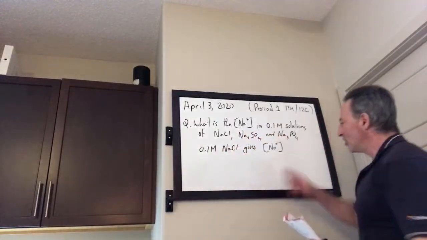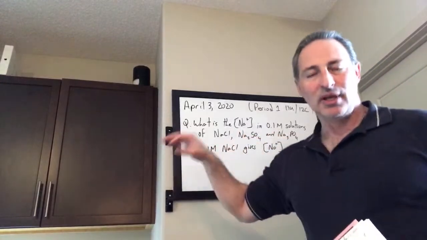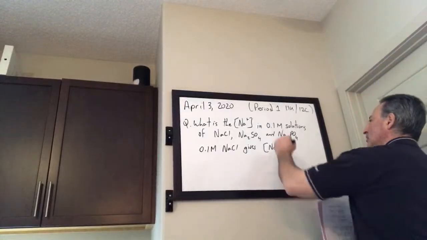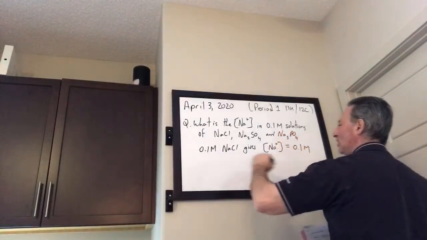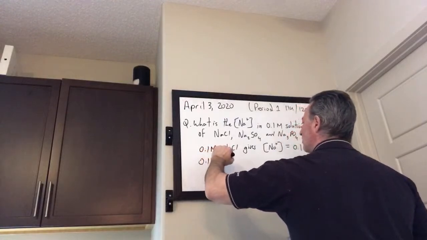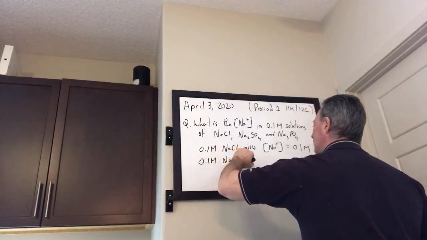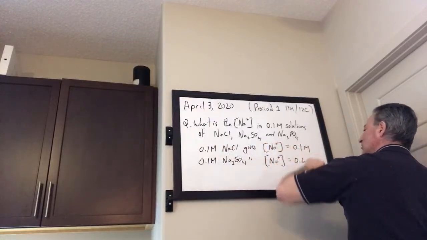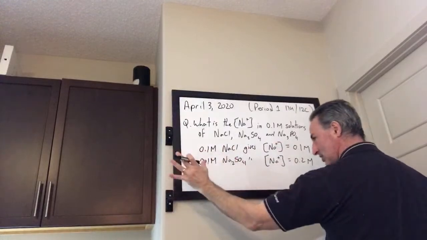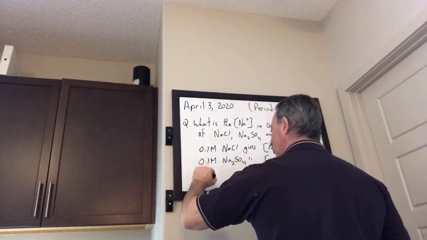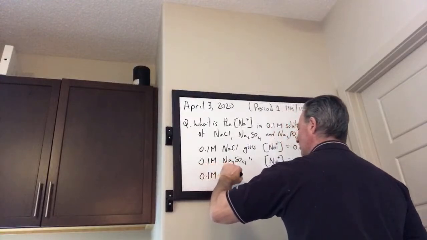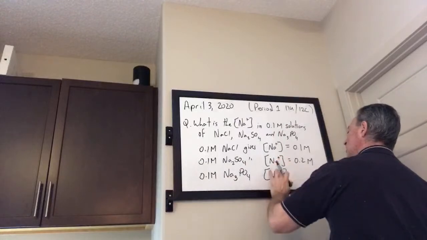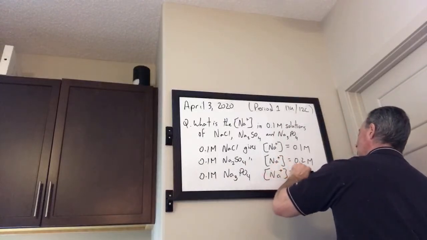Notice when I put a square bracket around the symbol, it means concentration of. So this means concentration of sodium ion. It'll be 0.1 molar. A 0.1 molar solution of sodium sulfate gives a sodium ion concentration of 0.2 molar, because when that dissociates, it releases 2 sodium ions. And if you have a 0.1 molar solution of sodium phosphate, then your sodium ion concentration will equal 0.3 molar.